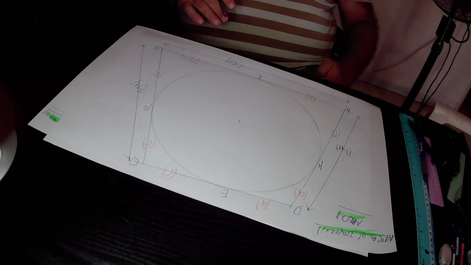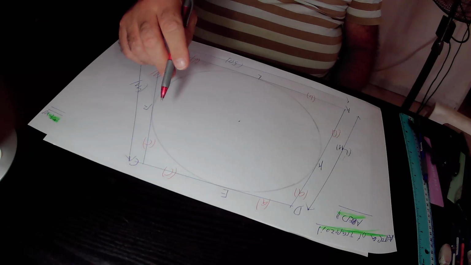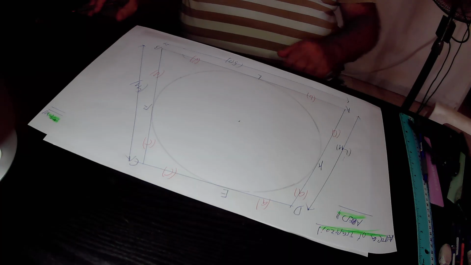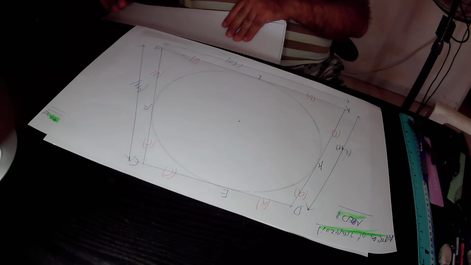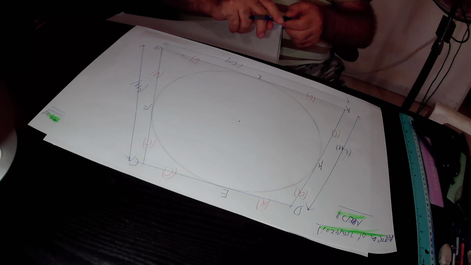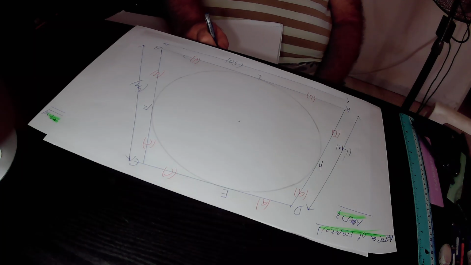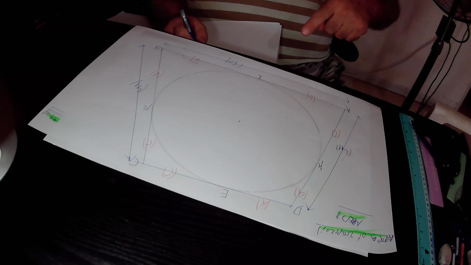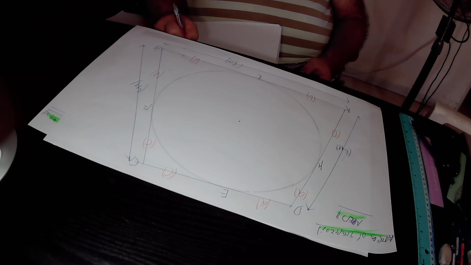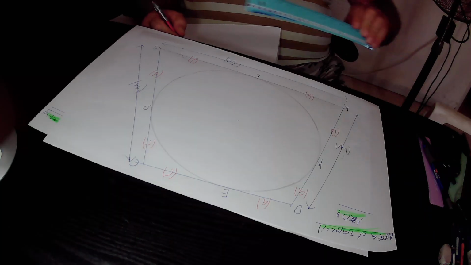So what is the length of side DA plus side CB? DA plus CB equals A plus B plus C plus D.